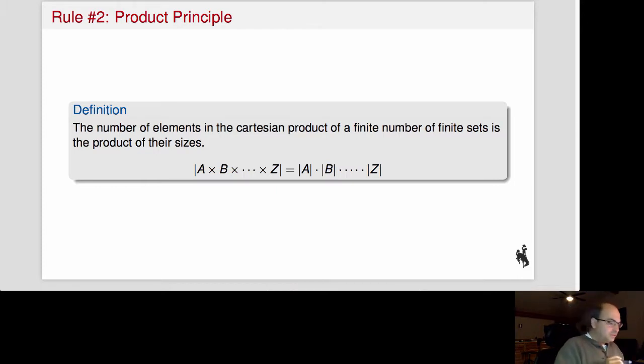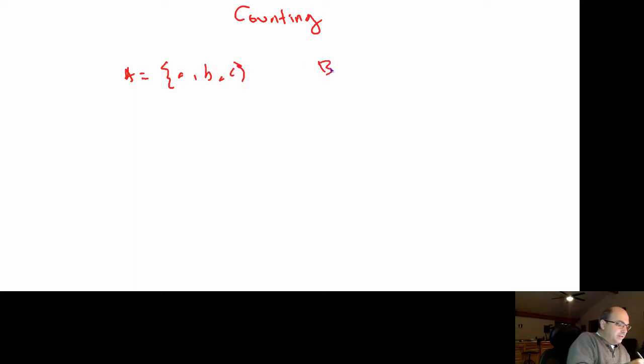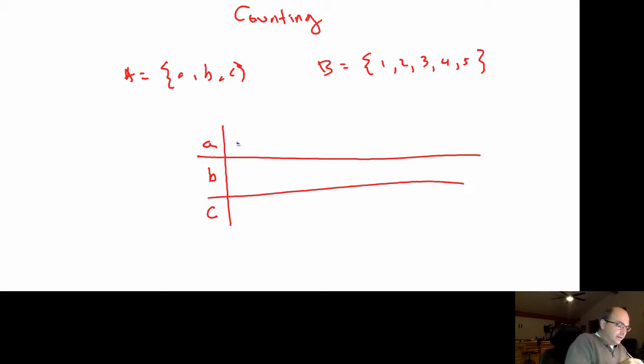So let's think about this for just two sets, right? And what I want to do is I want to try to convince you that this makes perfect sense. So for example, our first set A simply has a, b, c, and B is {1, 2, 3, 4, 5}, okay? So what we're going to do is we're going to think of this problem as having the A's coming down here in rows, a, b, c, and then the elements of B are going to be in the columns, 1, 2, 3, 4, and 5.